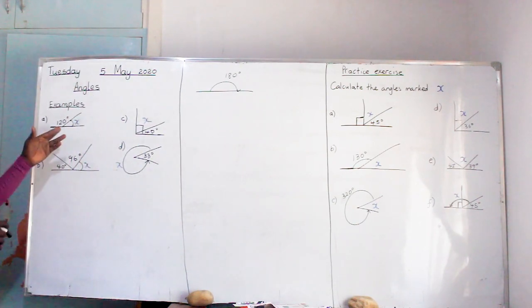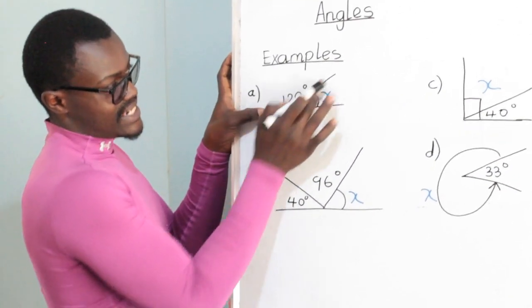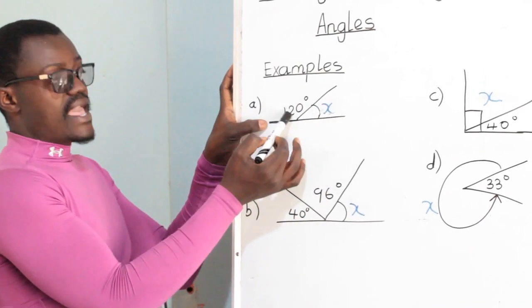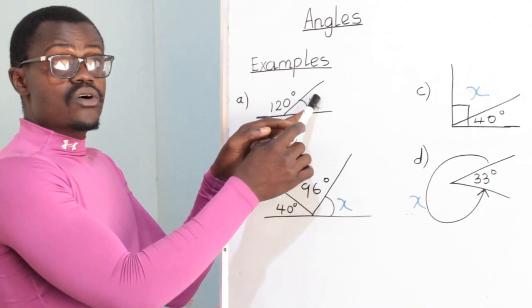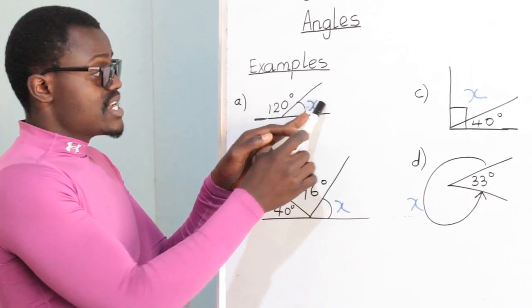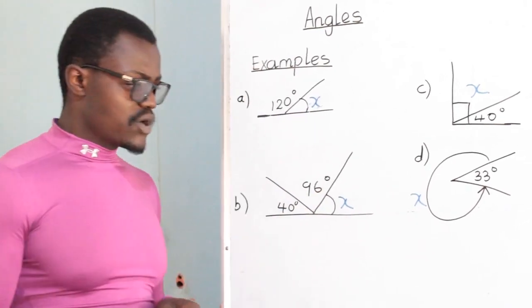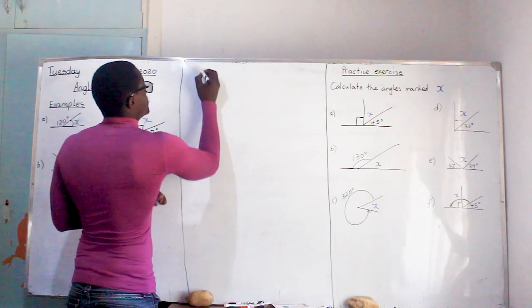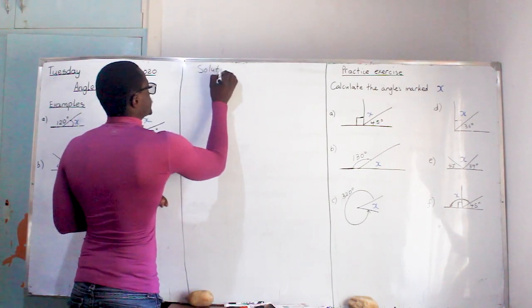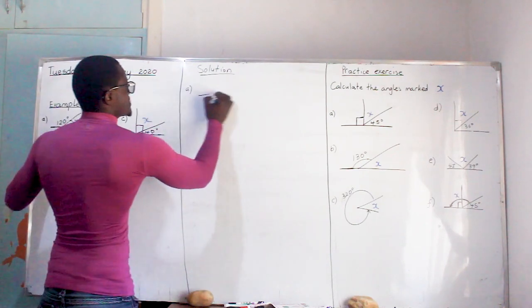For the first example, we have a straight line, and it has been divided into two. One angle is marked 120 degrees, and the other angle is marked x degrees. So we are required to find the missing angle x. How are we going to find it? Look very carefully. This is the solution. So the solution for A is like this.